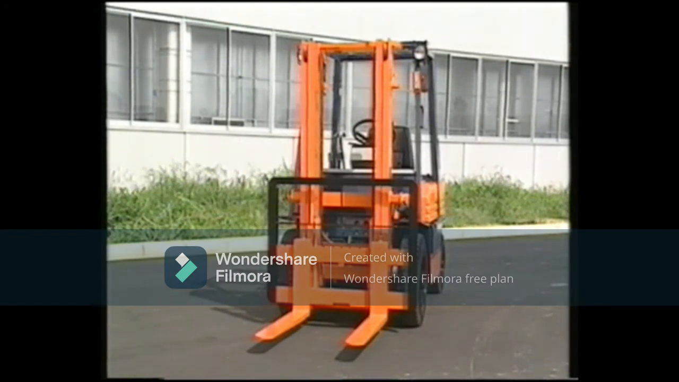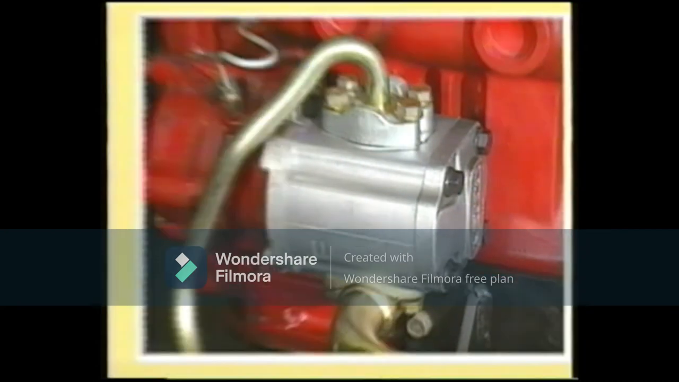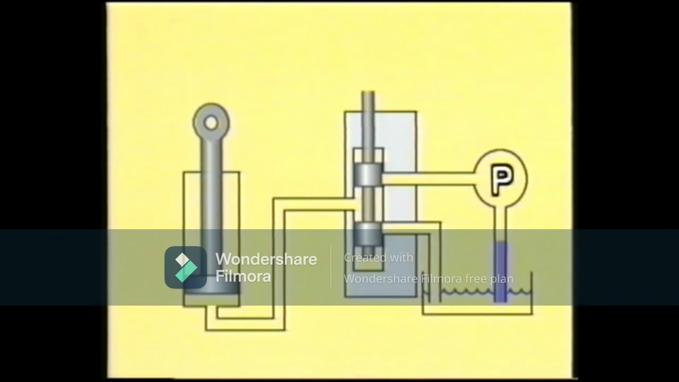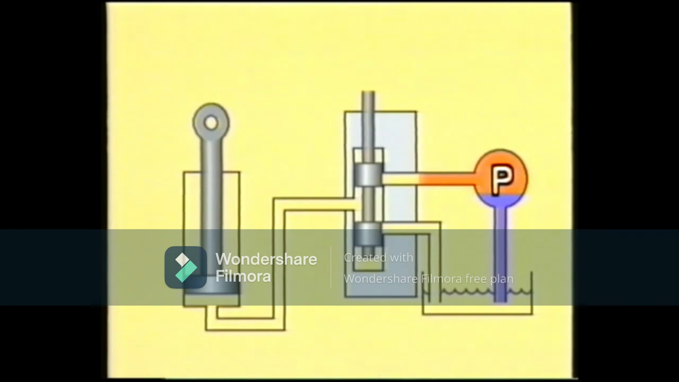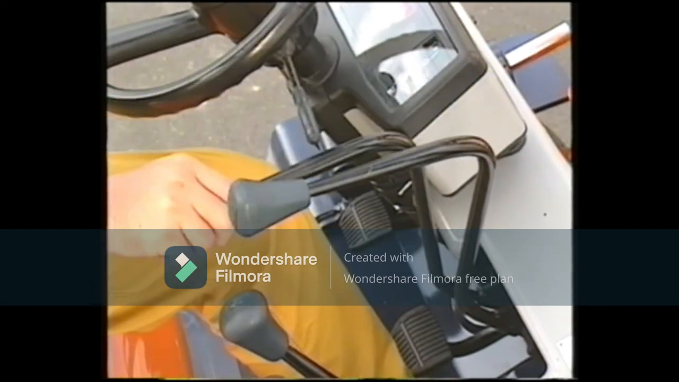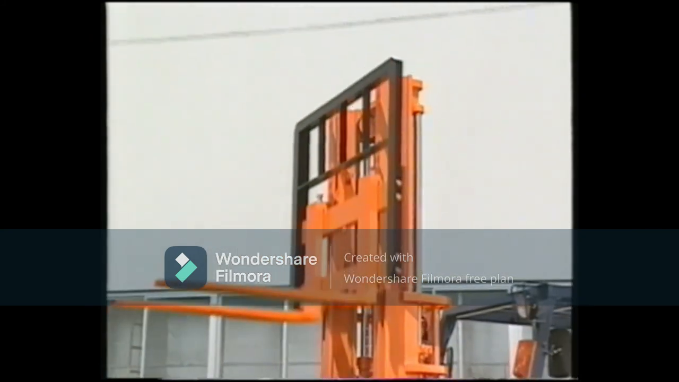The loading operation is activated by hydraulic units. One of the hydraulic units is the oil pump, which is powered by the engine. It scoops up the oil from the oil tank and sends it to the hydraulic circuit. The oil contacts the oil control valve. When the lift lever is operated to raise the forks, the lift spool valve opens the oil passage to the lift cylinder. The piston in the lift cylinder is pushed out by the oil and extends the lift cylinder rod. The forks are raised as a result.